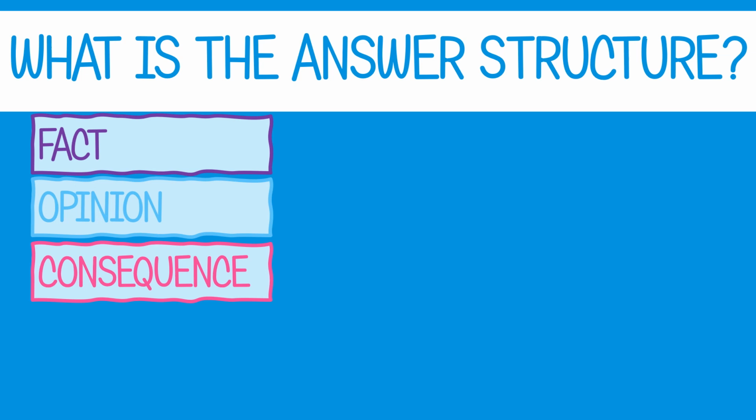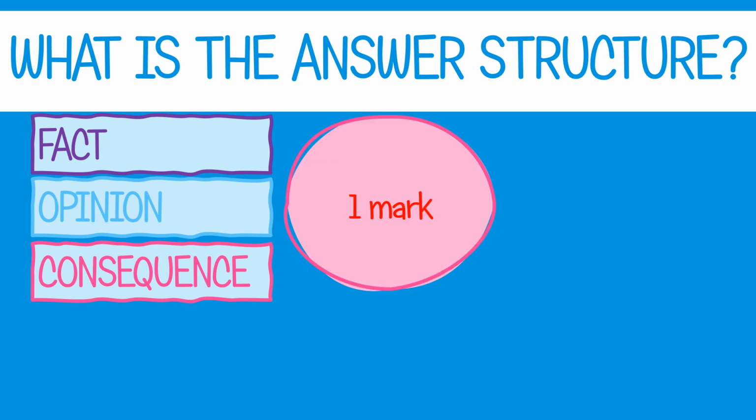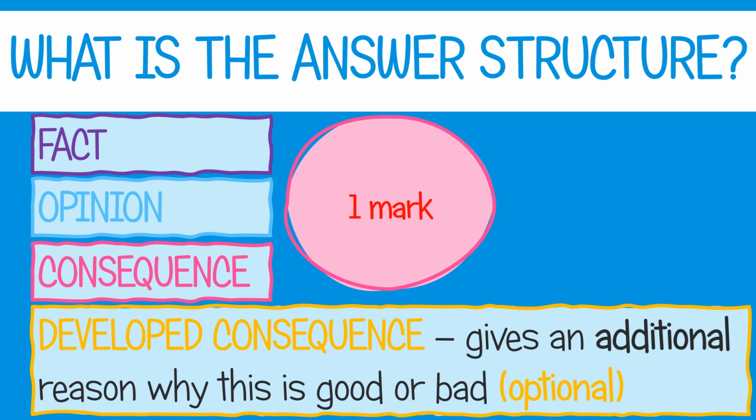We might also want to add in something called a developed consequence into our answer. Just a reminder, for 1 mark, we need to give a fact, an opinion and a consequence. Sometimes you might know a bit of extra information though, and that's where a developed consequence comes in. That's you giving another reason why you think this is a good or a bad thing. If we give a developed consequence, we will also get a mark for that.